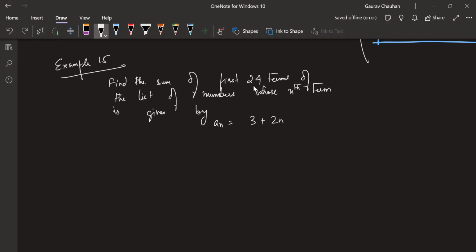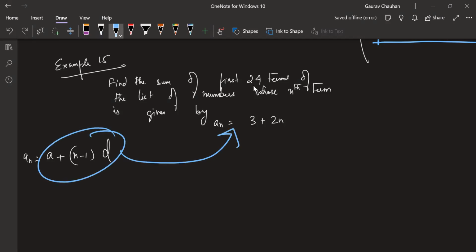Now it's very interesting. They have not given you the AP, they have given you the nth term. a n is equal to 3 plus 2n. We already know the nth term formula, right? a plus n minus 1 d. This is a of n. They have given you how it will look for this particular AP after putting a, d, and opening the bracket. That's what they have given you.